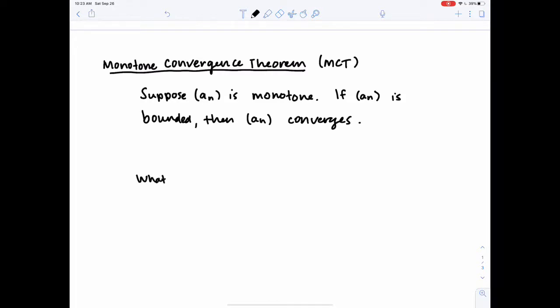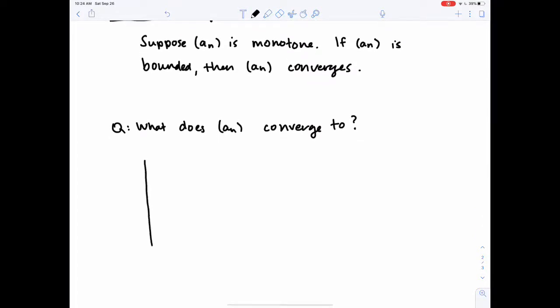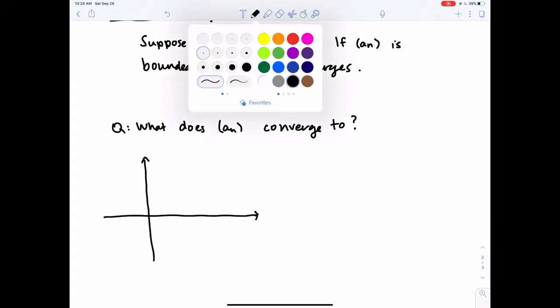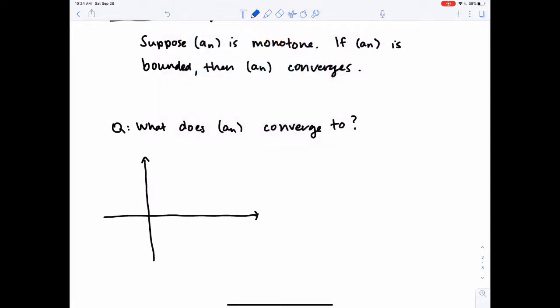So what does a_n converge to? Well, let's look at a picture. If I have a sequence that is bounded, I know that it has to be seen entirely in some window negative M to M. Now let's suppose that sequence, the monotone sequence, is increasing. What does it converge to? At some point, it's going to have to level off because it cannot cross over the upper bound of capital M.